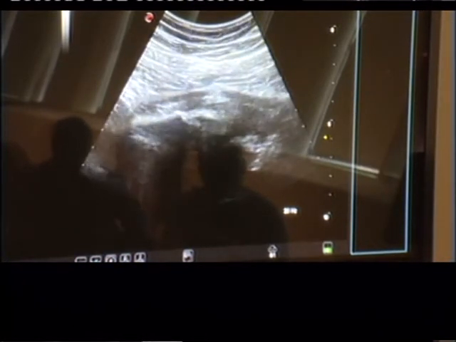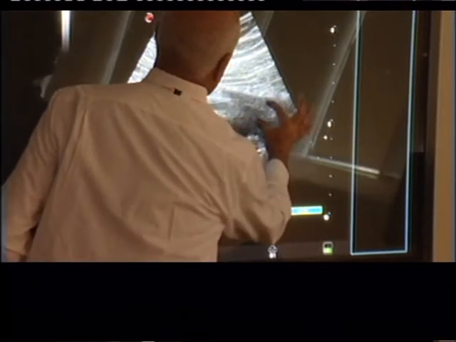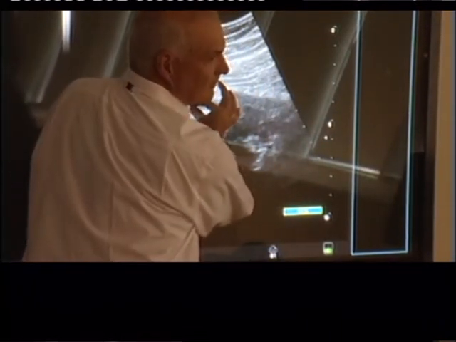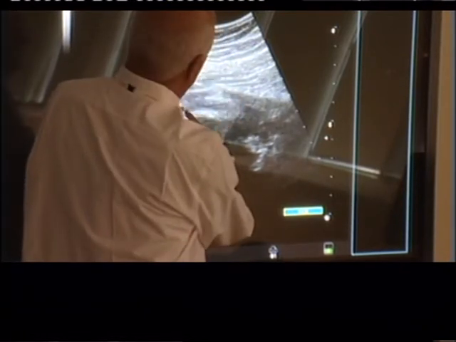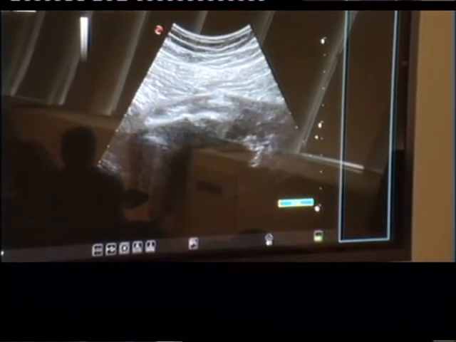So can I hit freeze? Hamstring, yes, clear. Obturator internus. Same. So that is the obturator internus, right there. So it's right where the spurs attach. Okay.